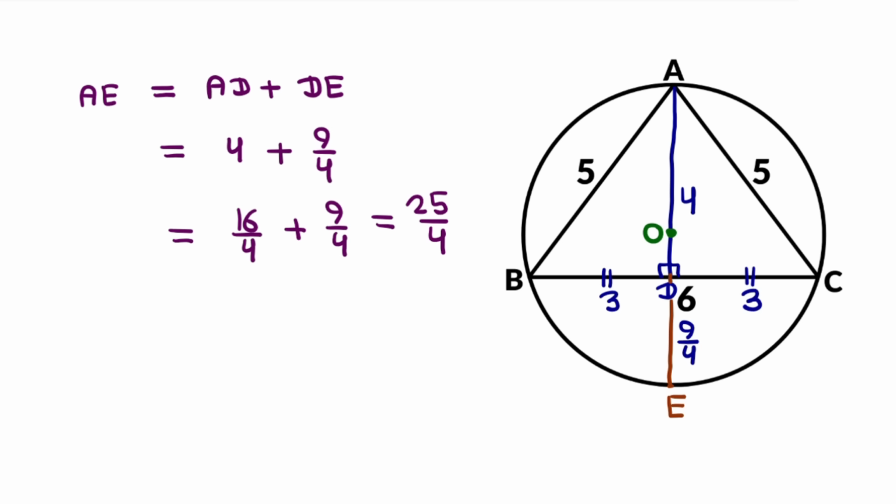That's the diameter. But the question asks for the radius. The radius is exactly half the diameter. So we divide 25 over 4 by 2. That gives 25 over 8. And that's our final answer.